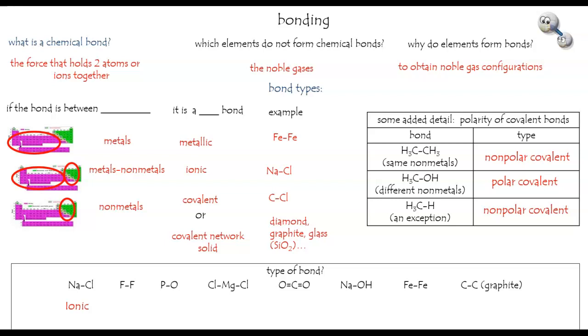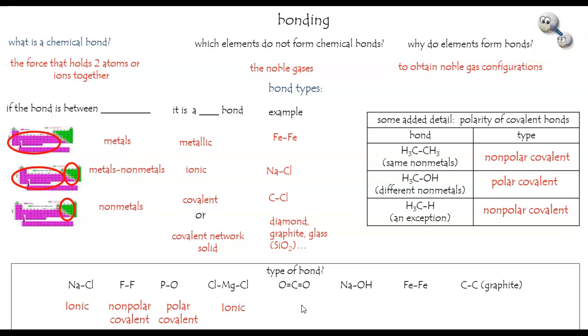Fluorine to fluorine, they're both right of the staircase, so covalent. In fact, they're identical, so let's go one step further and call them nonpolar covalent. Phosphorus to oxygen, take a look, convince yourself they're both to the right of the staircase, but different. Oxygen is a little more electronegative, therefore polar covalent. Magnesium to chloride is ionic because magnesium is a group 2 metal, chlorine is a group 7 nonmetal, so that's a salt.